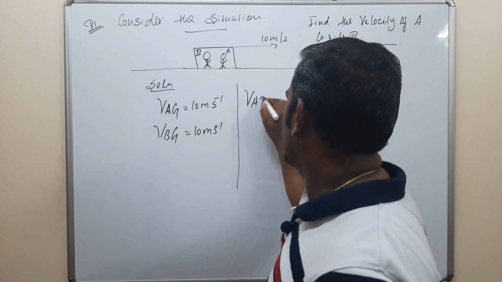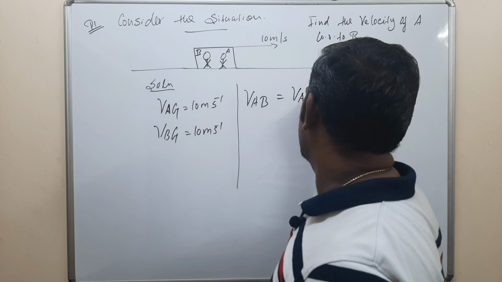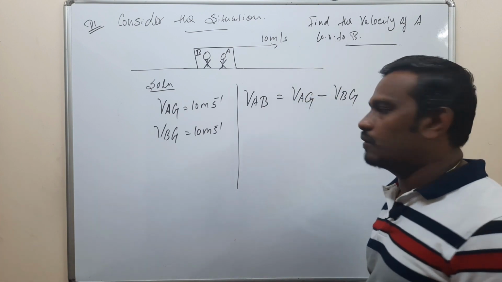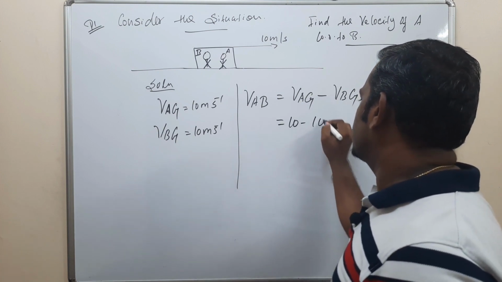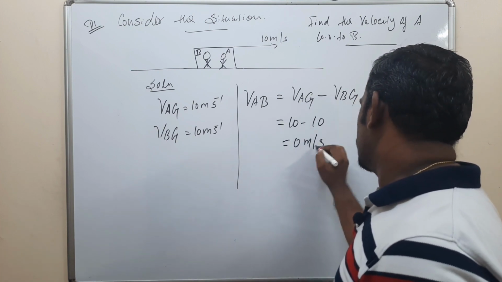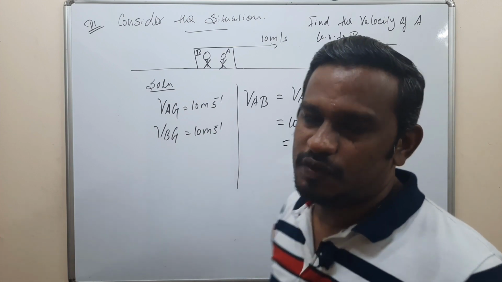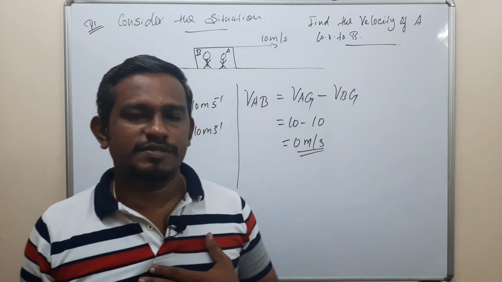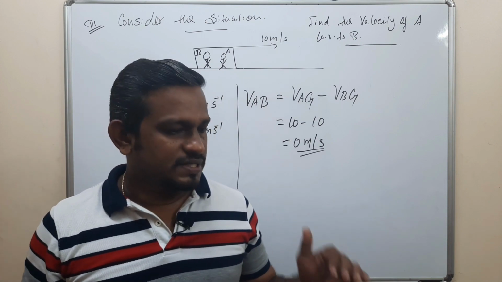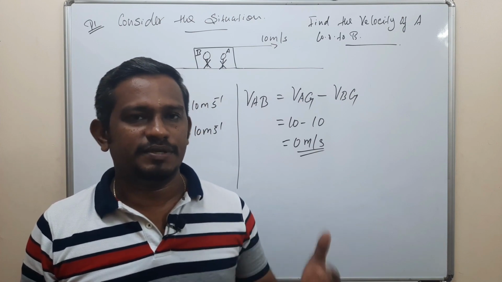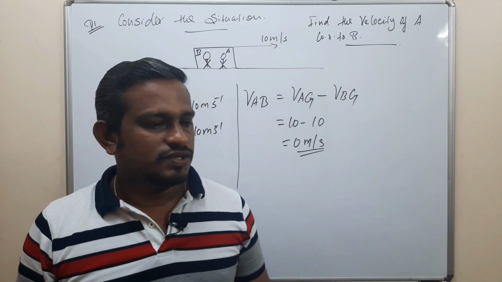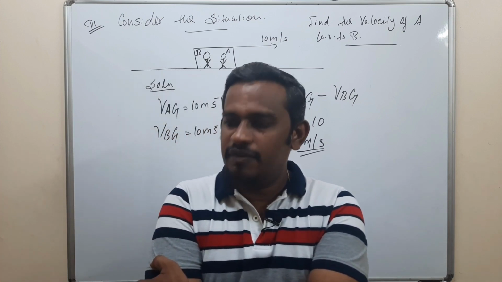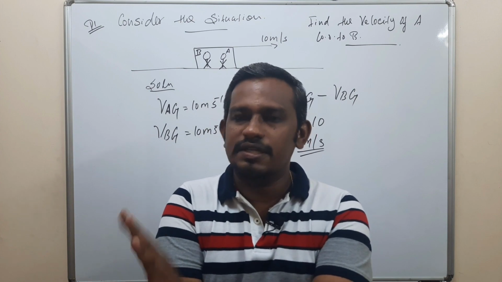So VAB is equal to VAG minus VBG. So that's equal to 10 minus 10, that's equal to 0 meter per second. So what is the feel? Suppose in the car a person A is there, and suppose I am the observer inside the car. Both the persons are sitting inside the car. When I observe that person, what will we feel? That he is at rest only.